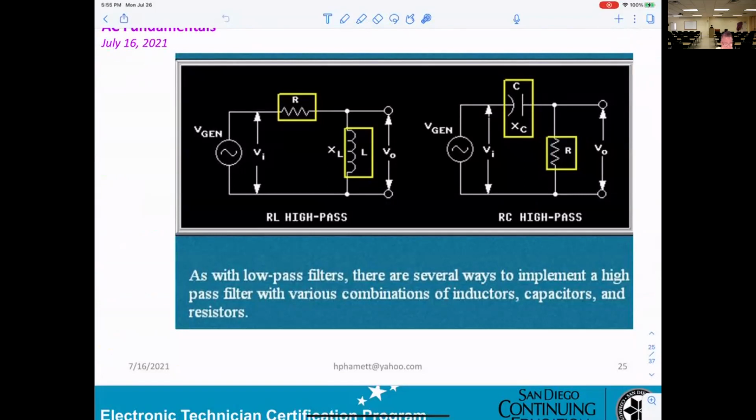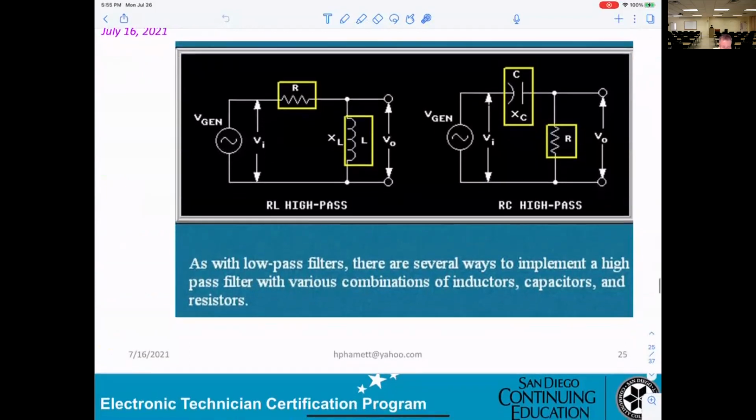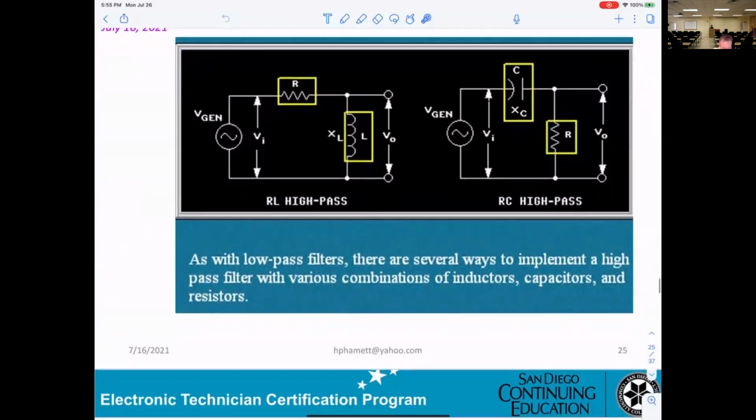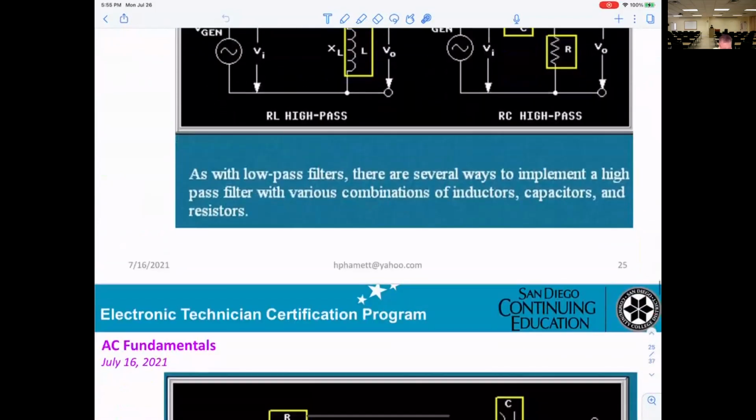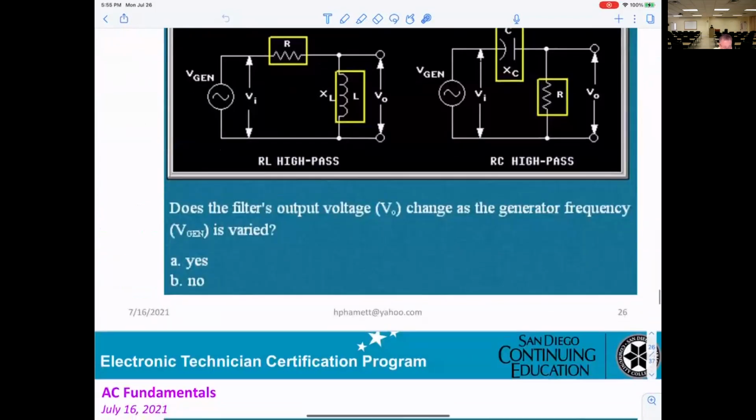Okay, so we already get to the high pass filter, but that will be RL. RL and RC high pass filter. When you see the circuitry, you recognize which one.